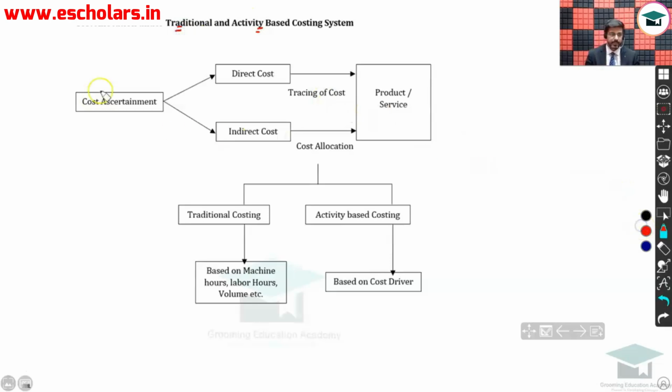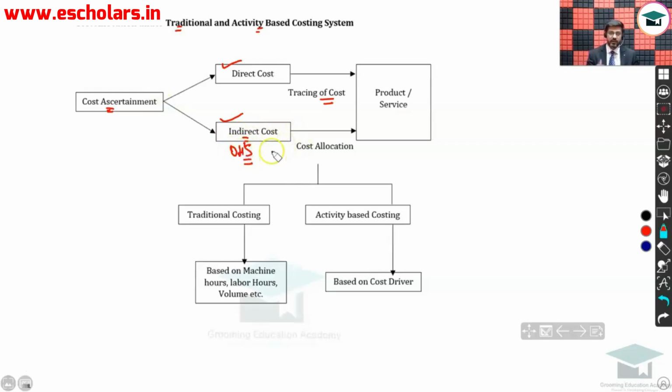Pay attention. Earlier, what we used to do was ascertain our cost. Basically we have two types of cost, direct cost and indirect cost. Direct cost, we know, is traced directly to the product or service. So just ignore this part, because we are talking here about overheads. The second cost was indirect cost, which means your overhead cost.